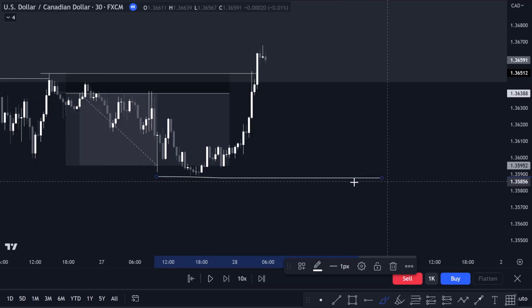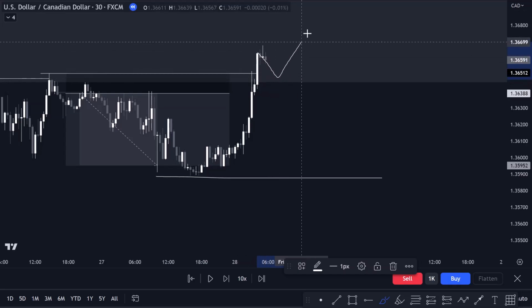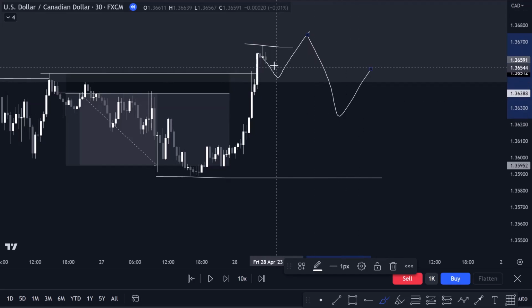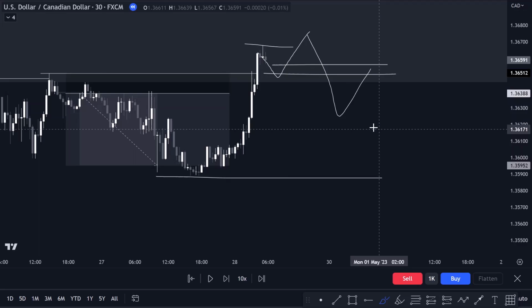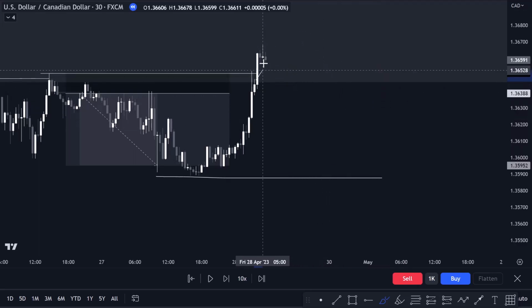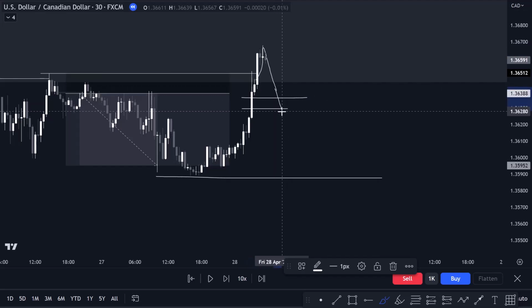So change of character all the way here, but this is too far. So maybe I'm either expecting price to go down and then go in above and then give me that change of character with fair value gap with breaker block, and I'll sell from here. Or there's also another scenario that price will come down, fill a fair value gap, and goes up and then go below this point.